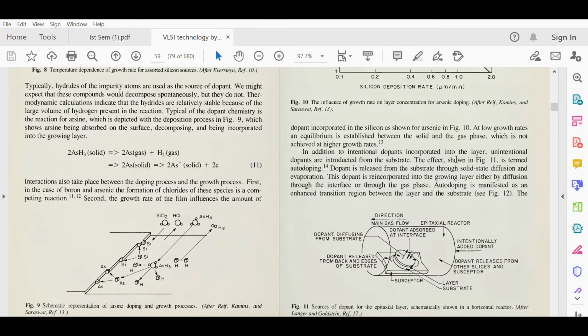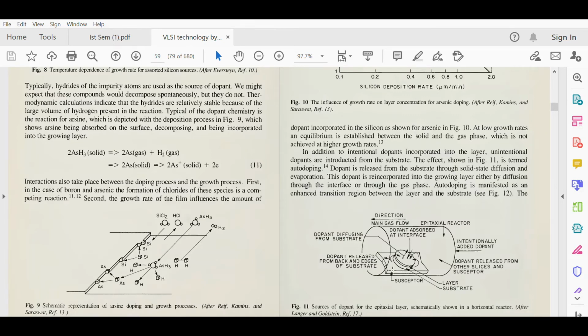The effect shown in figure 11 is termed as auto doping. So dopant is released from the substrate through solid state diffusion and evaporation. This dopant is reincorporated into the growing layer either by diffusion through the interface or through the gas phase. Auto doping is manifested as an enhanced transition region between the layer and the substrate.